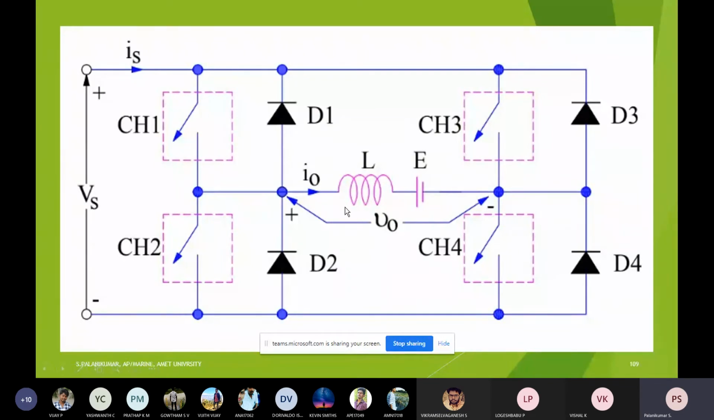During the first quadrant operation, this is the way I am going to give the output voltage to the motor. Here L and R is nothing but the equivalent circuit of a DC motor, and E is nothing but the back EMF. So I am giving this voltage V naught, and I naught is flowing. Because both are in the positive direction, the operation of the multi-quadrant chopper is in the first quadrant.